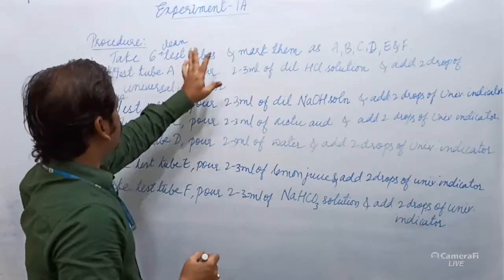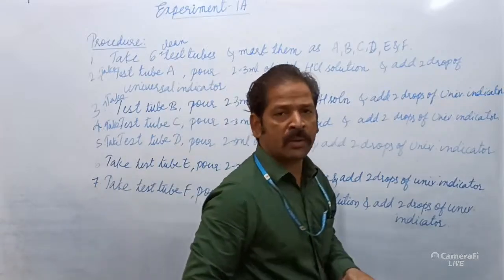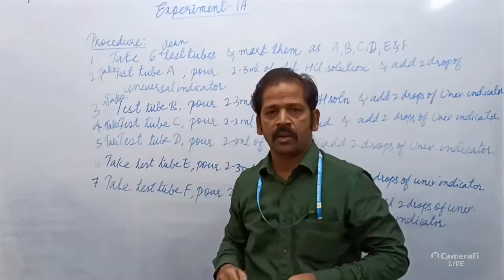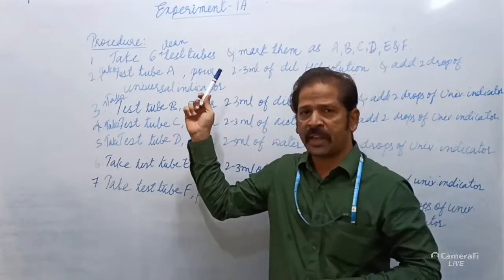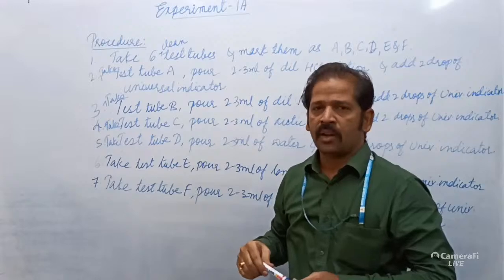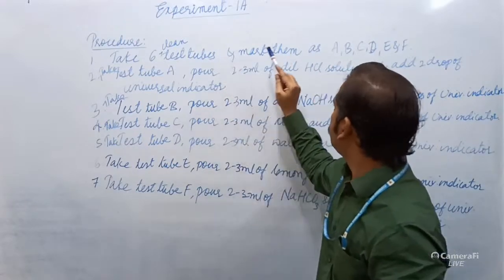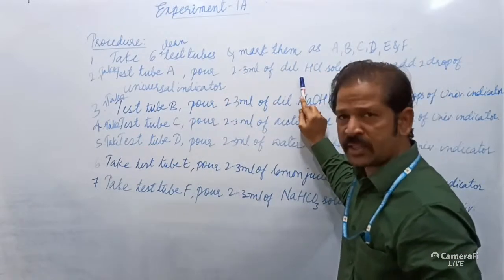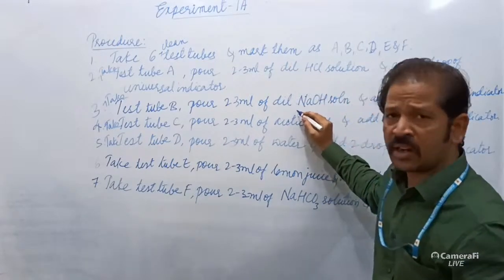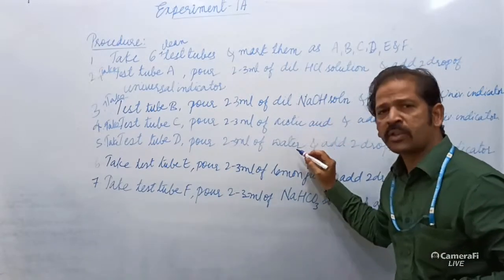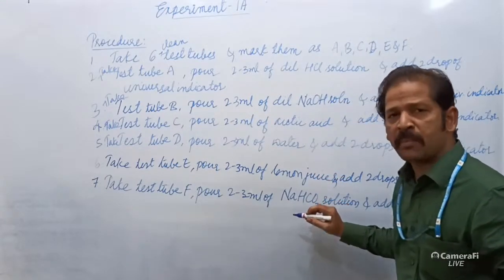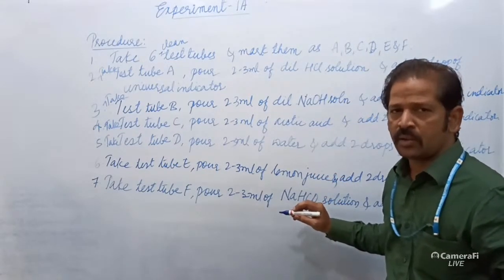Yes, that is the procedure. Later on, we will have the observation. The first one was aimed to identify the pH value of all these chemicals. Chemical number 1 is dilute HCl. Chemical number 2 is dilute NaOH. The third chemical is acetic acid. Fourth is water. Fifth is lemon juice. Sixth is sodium bicarbonate solution.